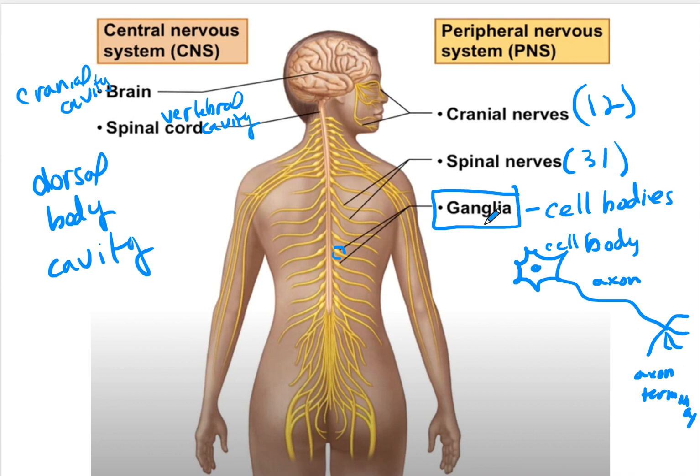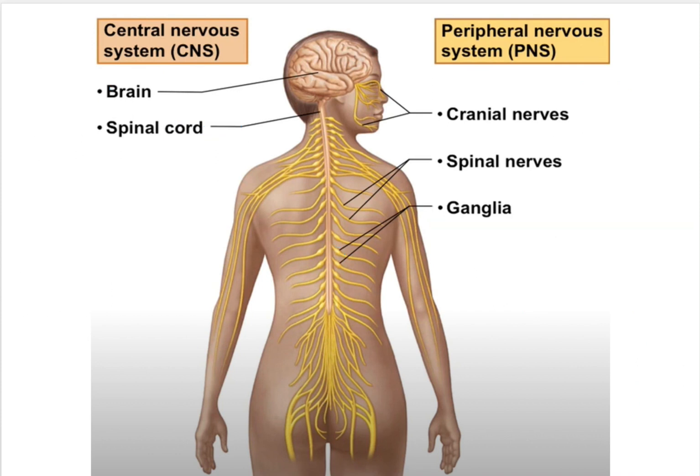I just wanted to show you that because it's on this diagram, and you can see these little bulbous structures coming off of the peripheral nerves. What's found in there are just cell bodies, a whole cluster of them. I just wanted to point that out since it's on the diagram. Okay, let's keep going.